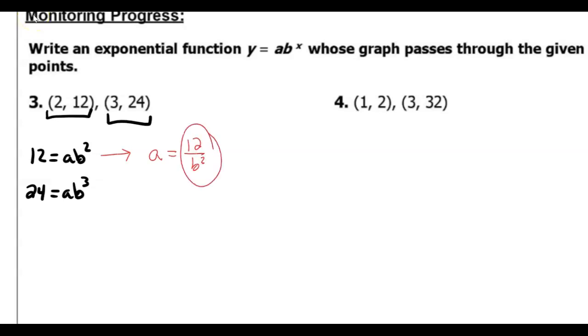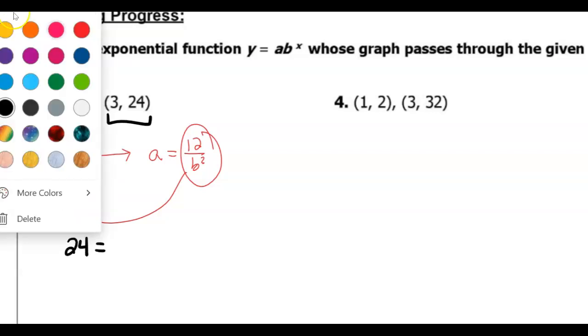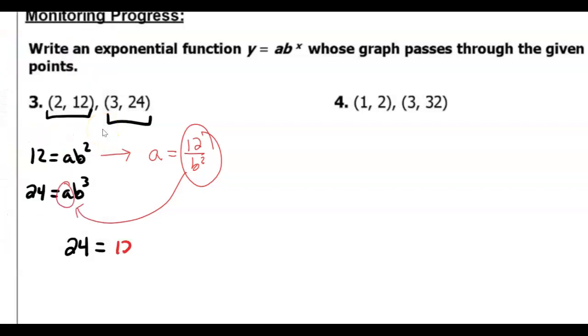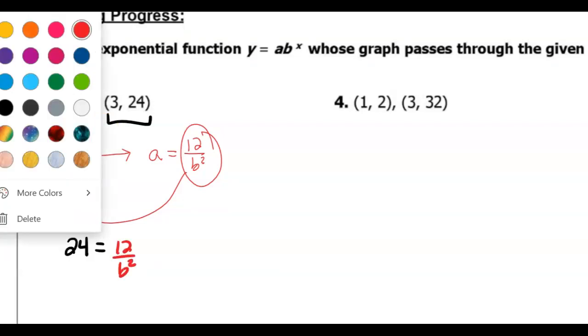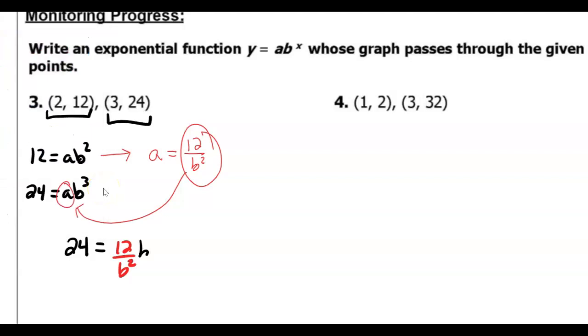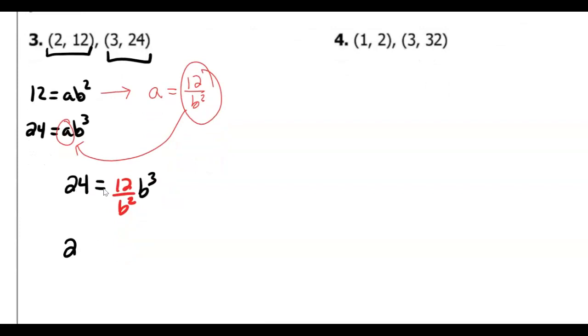So we're going to take this 12 over b squared and use substitution. We substitute it in for that a. So we have 24, and then instead of a, I have 12 over b squared, and then I still have b cubed. So I just substituted it in. Okay, so where that gets me is I have 24, b cubed over b squared will cancel to just b. And so that's where I'm at. I divide by 12, and I find out that 2 is what b is.